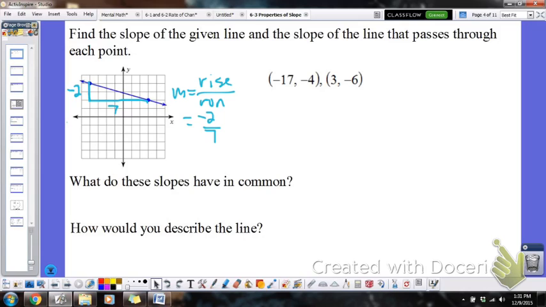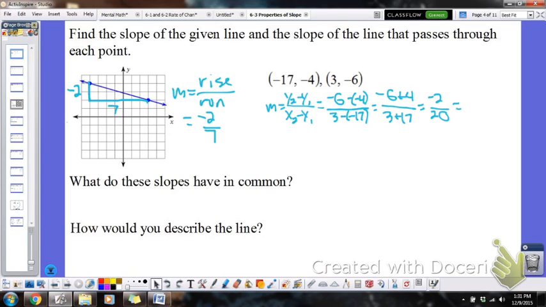Now I need to find the slope of the line that goes through these 2 points. Well, slope is y2 minus y1 over x2 minus x1. So, negative 6 minus negative 4 over 3 minus negative 17. Negative 6 minus negative 4 is the same thing as negative 6 plus 4. And 3 minus negative 17 is the same thing as 3 plus 17. So my slope will be negative 2 over 20, or negative 1/10.